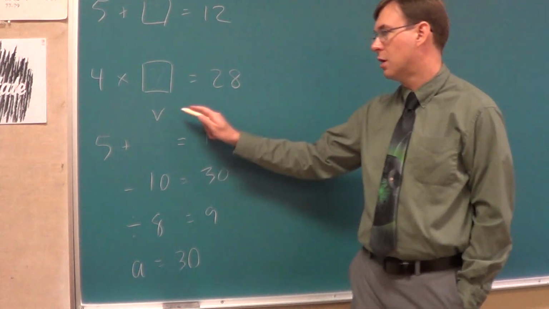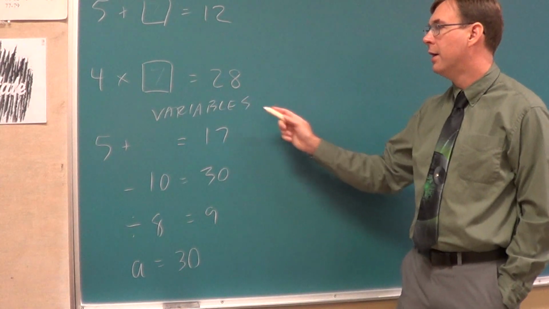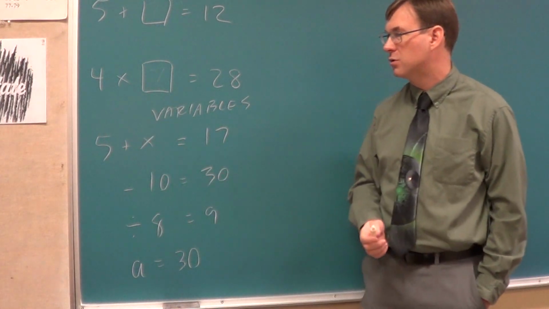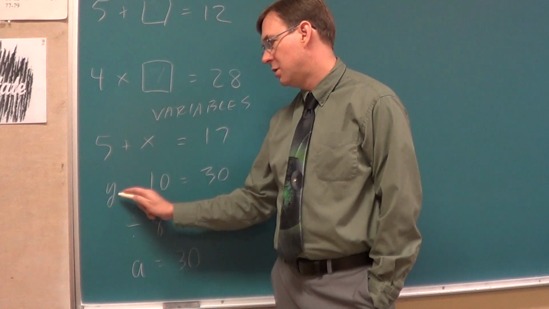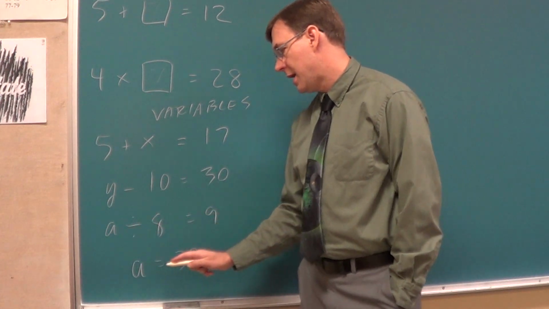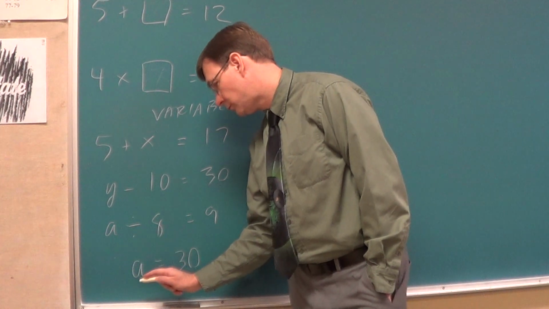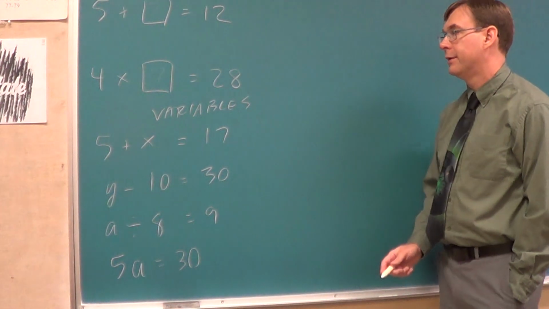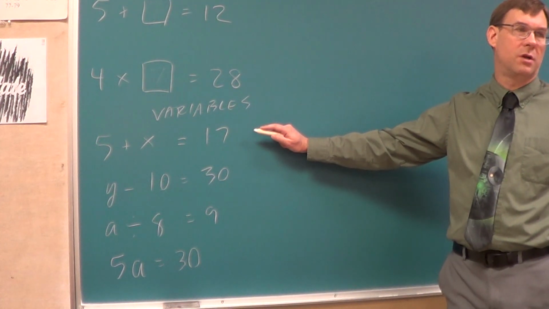Variables? Variables is correct. So from now on, the mystery box is going to go away, and what you're going to see is some variables. X is probably the most common one, but you don't have to use the X. You could use a Y, you could use an A, you could use whatever you want. It works the same way as the mystery box. You just do the opposite.